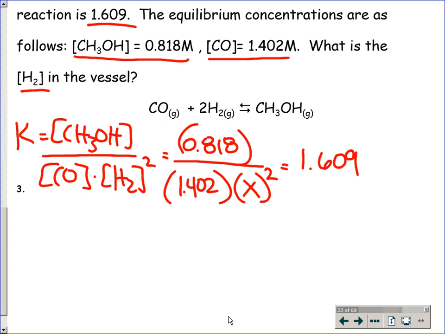Right, give me a thumbs up if you're on number 3. Give me a thumbs up if you set up your K expression as the methanol concentration over carbon monoxide times hydrogen squared. And you plugged in each value you know, put an X in for the question that is asked of you, which is the hydrogen gas. So we're just plugging X in there for the sake of understanding that we're solving for X, and set equal to the value of the equilibrium constant K.